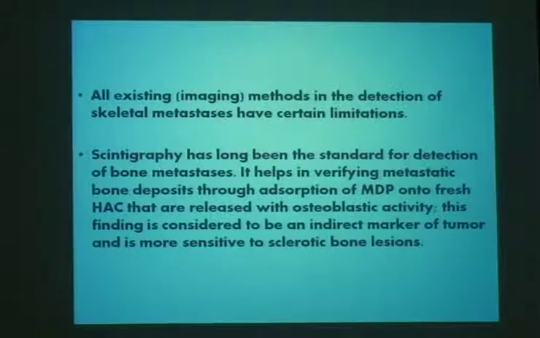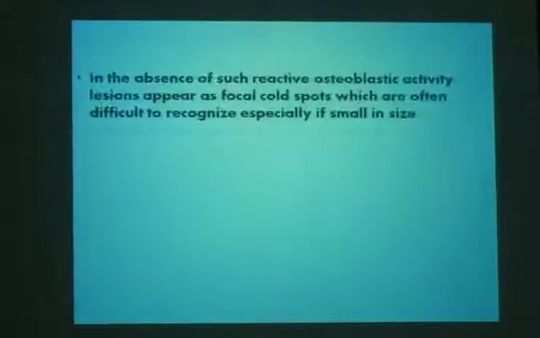In terms of osteolytic metastasis, it will only be an indirect marker through the surrounding osteoblastic reaction that occurs on top of surrounding an osteolytic lesion. In the absence of such reactive osteoblastic activity, lesions appear as focal cold spots, which are often difficult to recognize, especially if they are small in size.